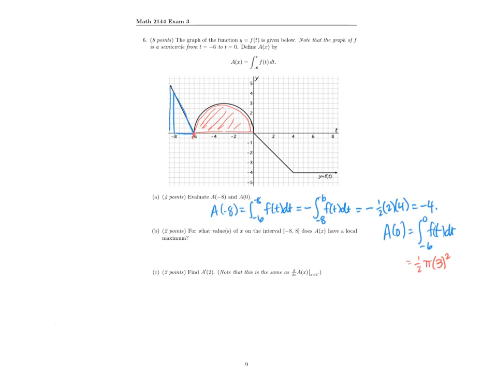And so let's just think about this in terms of areas. If I'm starting at -6 and I'm moving to the right, I'm going to be collecting positive area here. And so A of x will be increasing as I move to the right. But then at 0, I'm going to start collecting negative area. So the area A of x is going to start decreasing again. So I know A of x will have a local maximum at x equals 0.